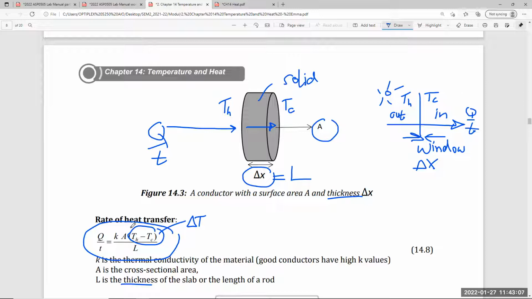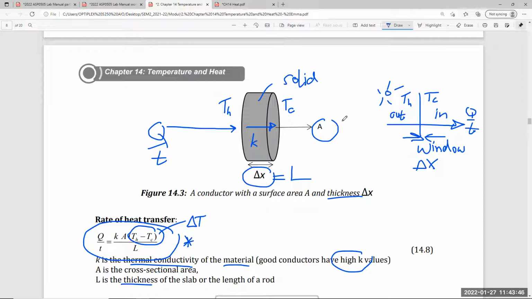Then we have area, and one constant called thermal conductivity. For a given material, there is a constant called thermal conductivity, K. Good conductors should have high K values. You can refer to your text, I think at the back we have two tables there. Given a table, you can see that metals have a high K value. This equation is very important. We use this one.